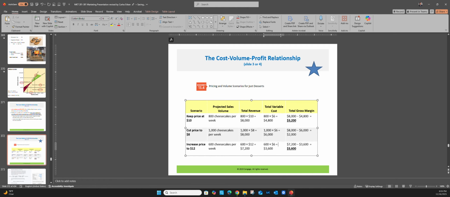Now let's say you want to cut the price, and now you're selling 1,000 cheesecakes. In terms of revenue, you're doing the same because your price went down, but you're selling more. So still 8,000. But your cost went up because now you have to make 1,000 of these, times $6, 6,000. So your gross margin goes down to 2,000. Now let's say you want to increase the price to $12, then your volume goes down significantly to 600. 600 times 12 is 7,200. If you were to stop here, you would say this is the worst option.